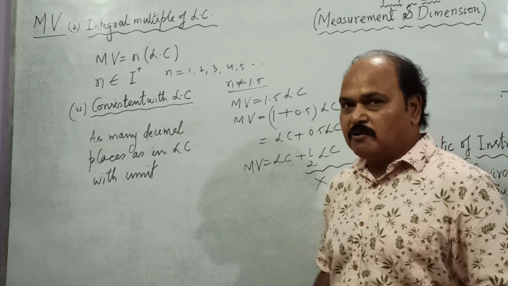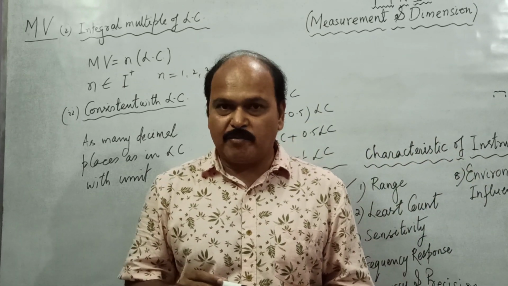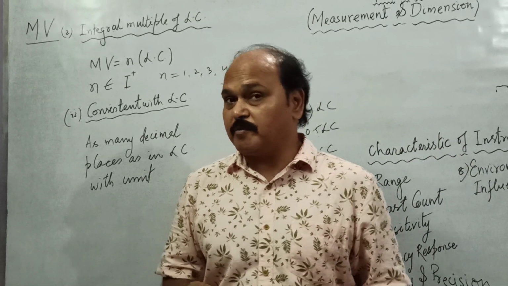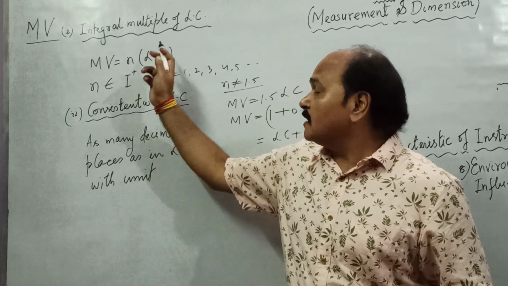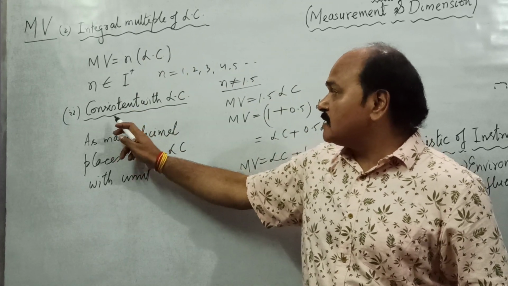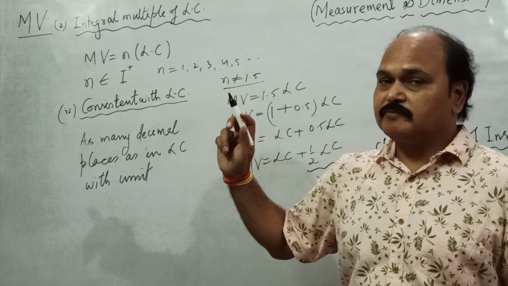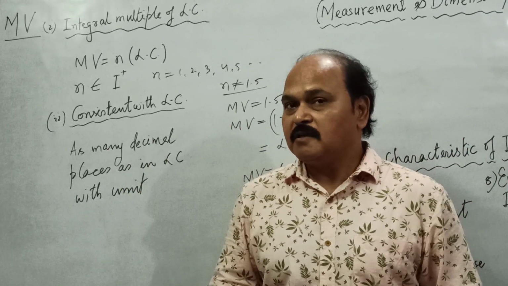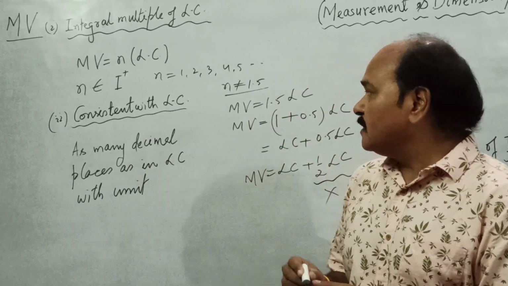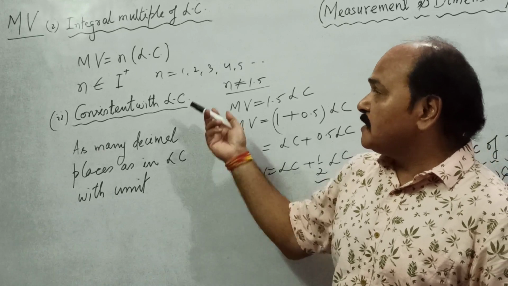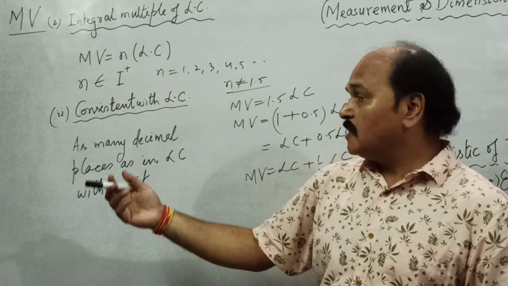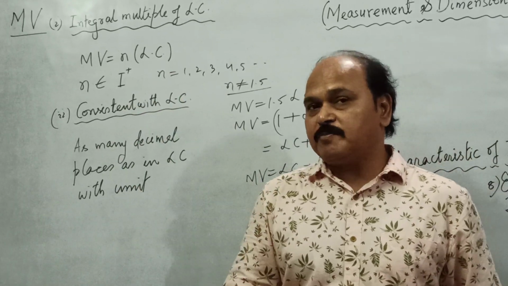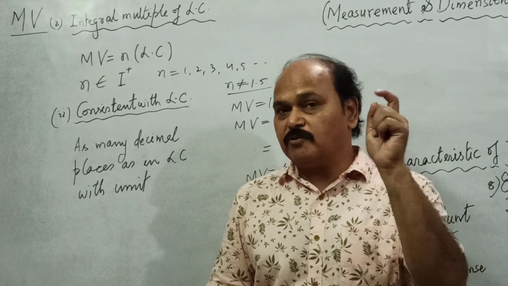So every measured value from an instrument is always an integral multiple of the least count. That is a very, very important property. And the second property is that every measured value is always consistent with the least count. What does this mean? This simply means every measured value has to be recorded up to as many places beyond the decimal as in the least count, with unit.